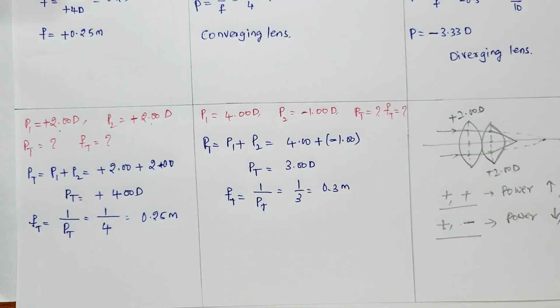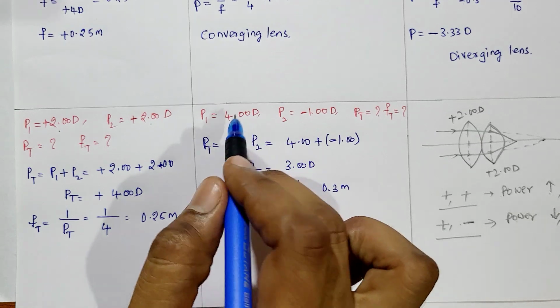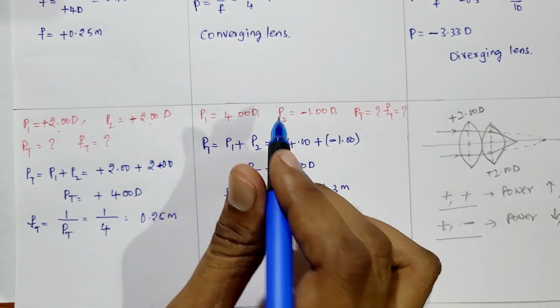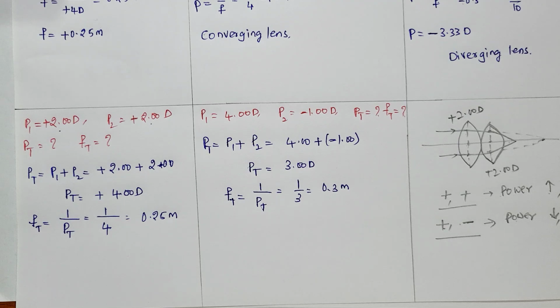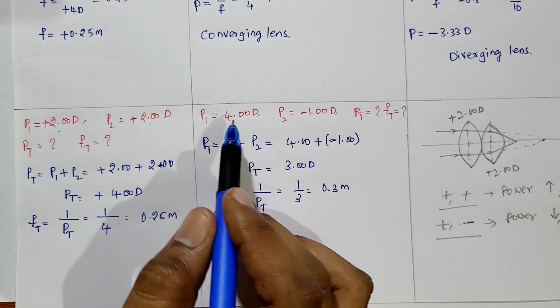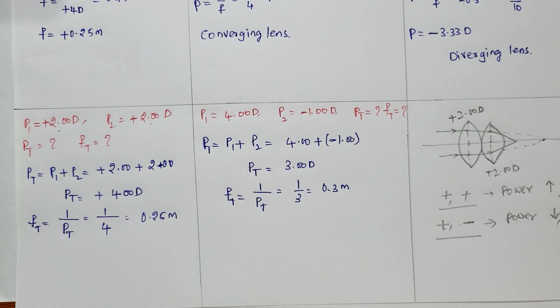See now here. What happened here? If it was same polarity, 4 plus 1, 5 diopter. Power increases, focal length will decrease. What happened here? Power decreased and focal length increased. Okay. Shall we take a problem like this now?